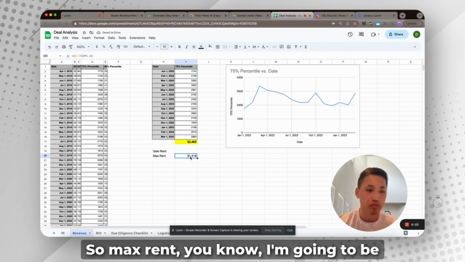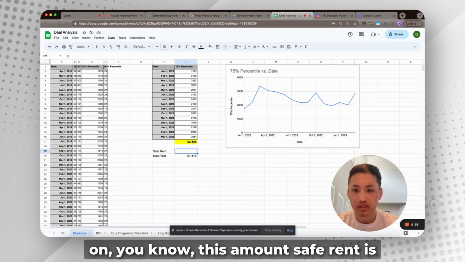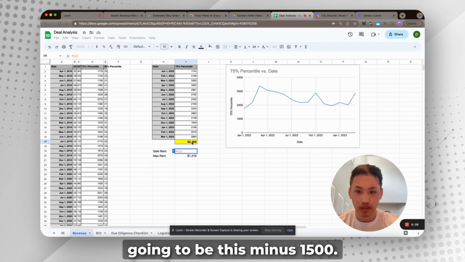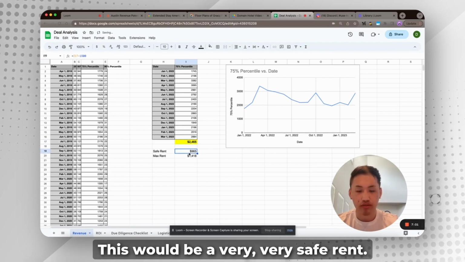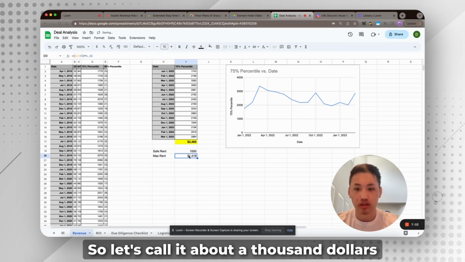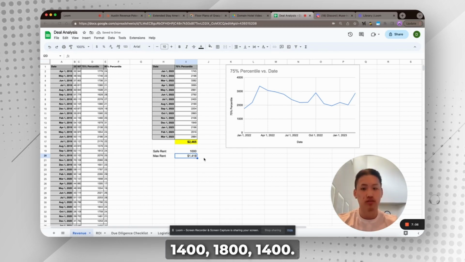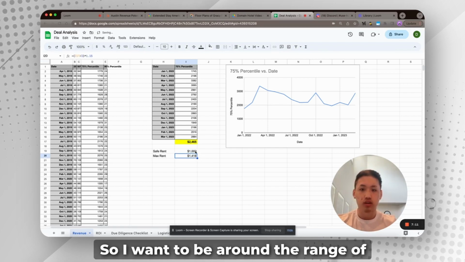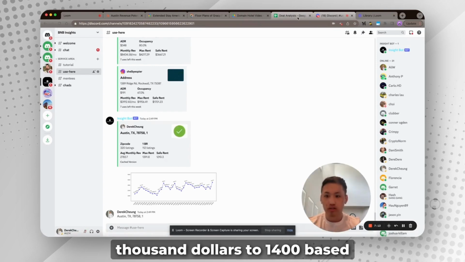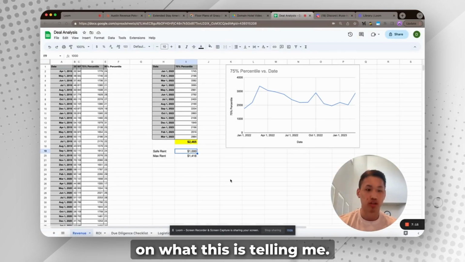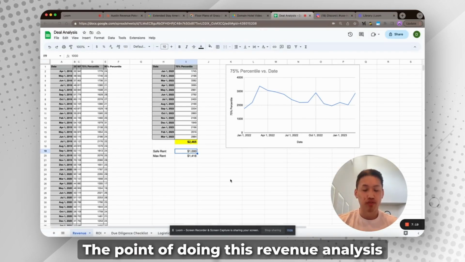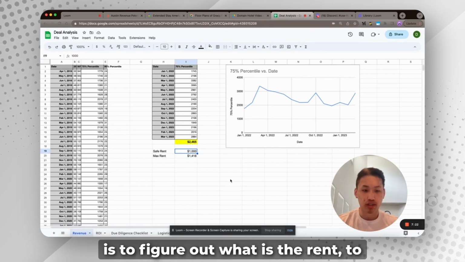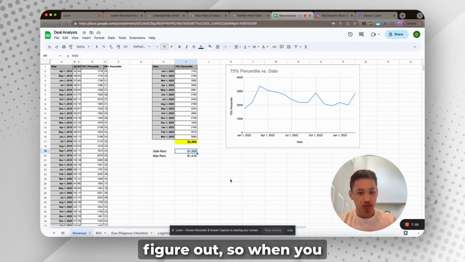So max rent, I'm going to be looking at about $1,400 a month based on this amount. Safe rent is going to be this minus 1,500. This would be a very, very safe rent. So let's call it about $1,000 would be perfect. 1,400, right? So I want to be around the range of $1,000 to 1,400 based on what this is telling me, right? The point of doing this revenue analysis is to figure out what is the rent.